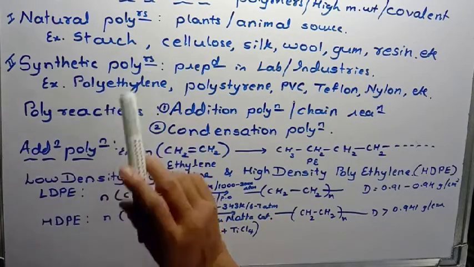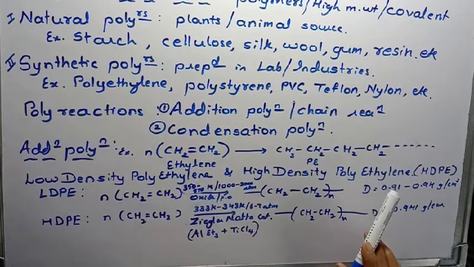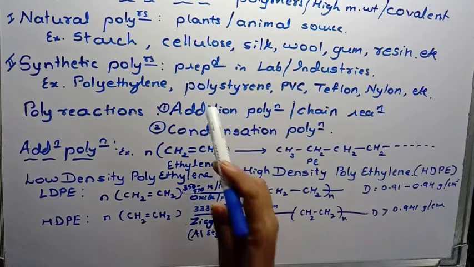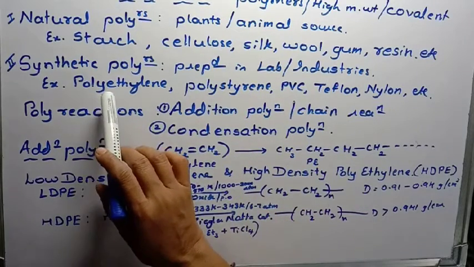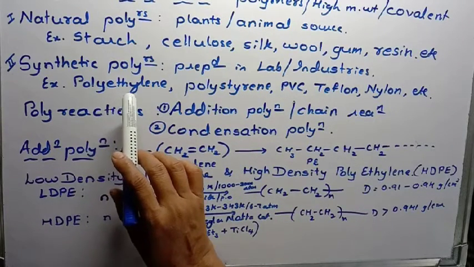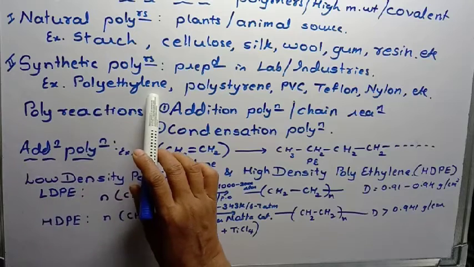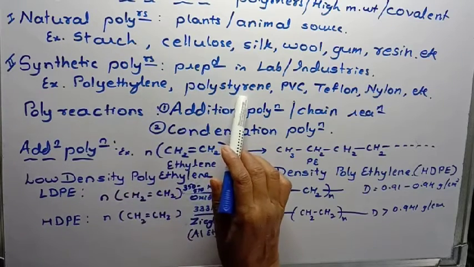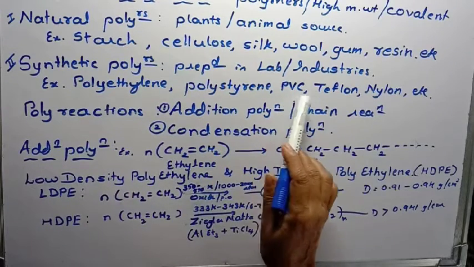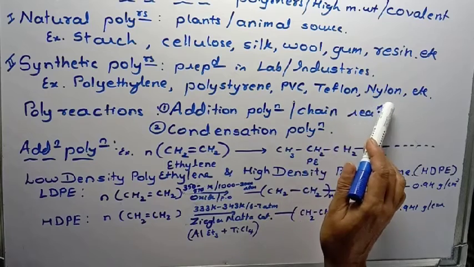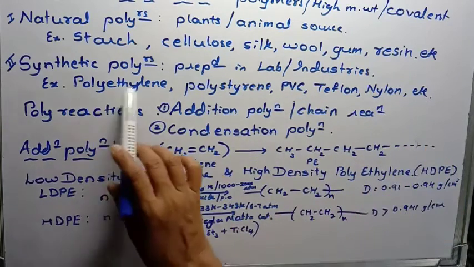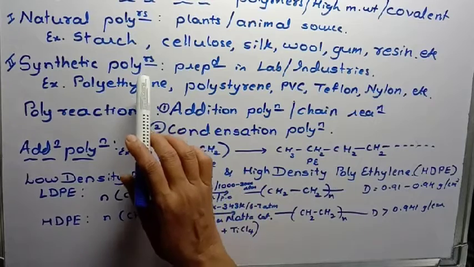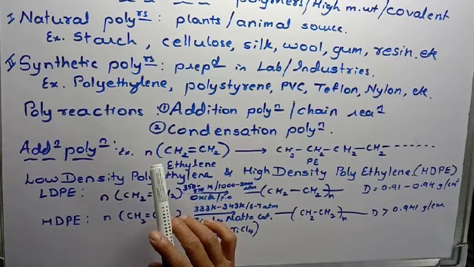The second type is synthetic polymers. Synthetic polymers are nothing but man-made or artificial polymers, which are prepared in the laboratory or in industries. Examples are polyethylene, polystyrene, polyvinyl chloride, Teflon, nylon, Terylene, etc.